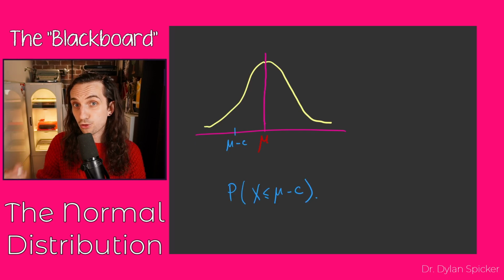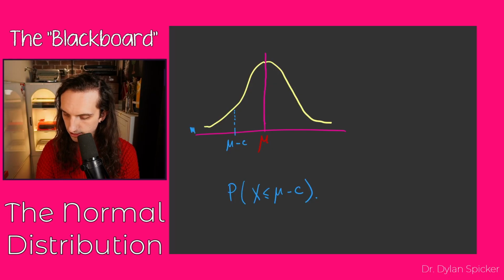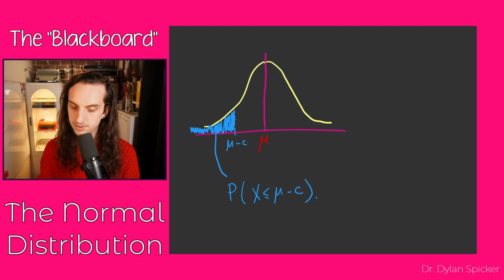And so the probability of any event within a continuous random variable is always going to be the area under the density curve that satisfies that event. And so in our case, this probability is going to be exactly this area down here. And so that's what this probability is.